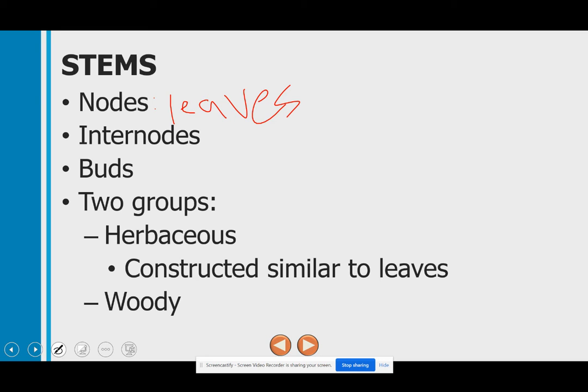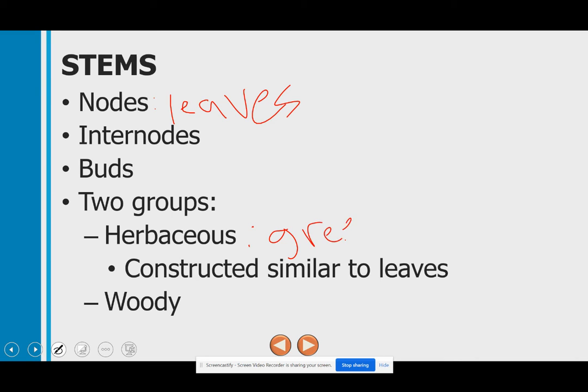A bud is just a little structure that will develop into branches. So you've probably heard of a flower bud or a leaf bud. Same way with branches. There's two main types of stems. We have herbaceous stems and then woody stems. When you think herbaceous, think herbs.